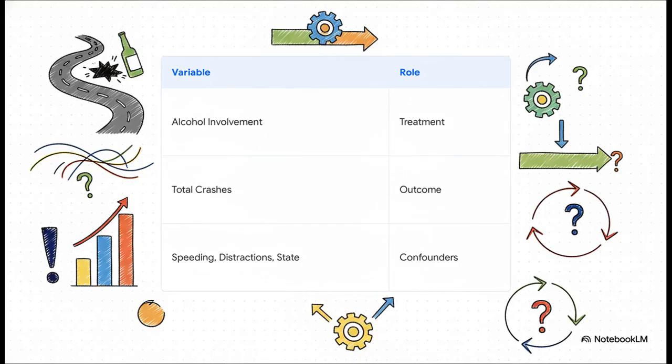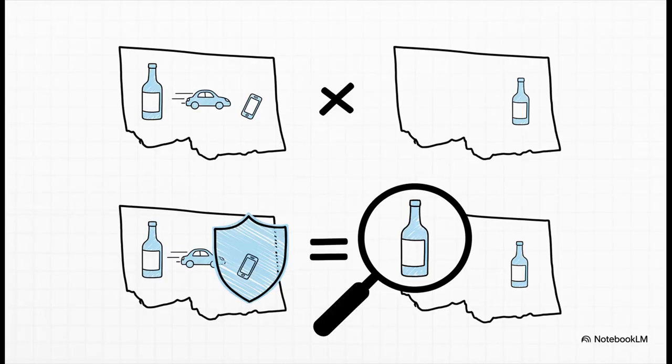Our treatment here is the percentage of crashes in a state that involved alcohol. The outcome is the total number of crashes. And our confounders? Well, there are a bunch. Things like the rate of speeding, how many drivers are distracted, and even which state we're looking at, since every state has different roads, different laws, and just a different driving culture.